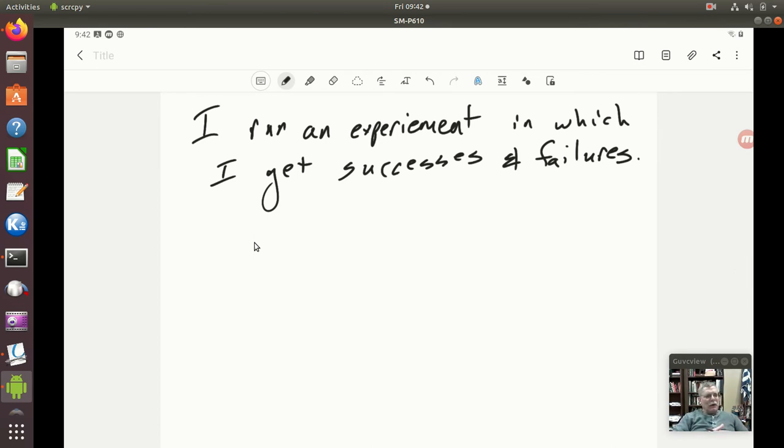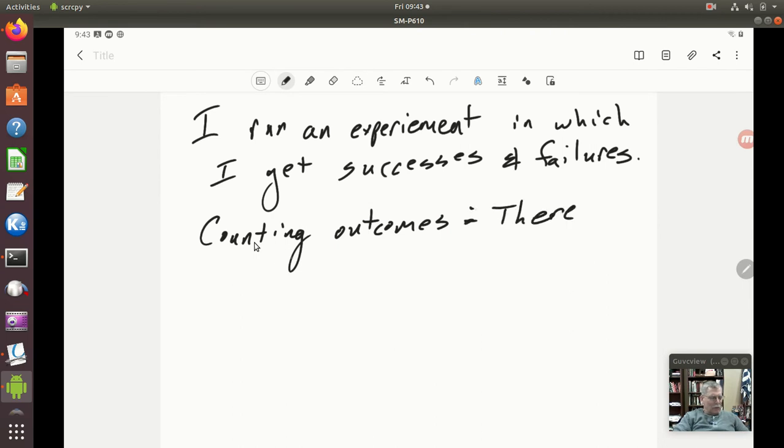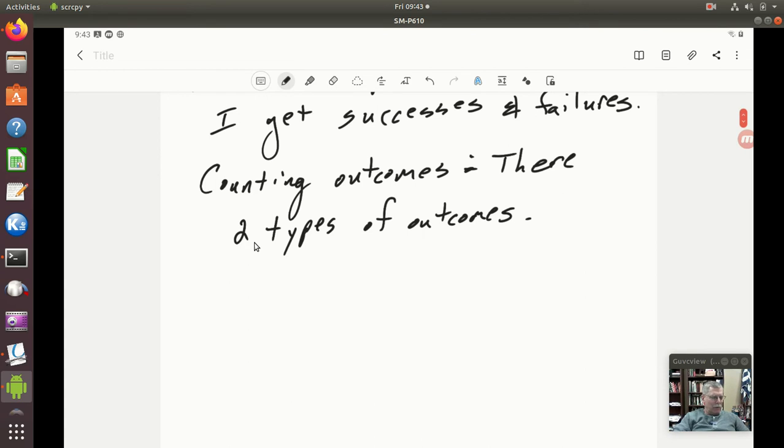A success could be that someone has a heart attack. Now, why would that be a success? Because it's what I'm counting, okay? So what this means is I am counting outcomes, and when I do that, there are two types of outcomes. Those two types, in the statistics and mathematics world, we call successes and failures.